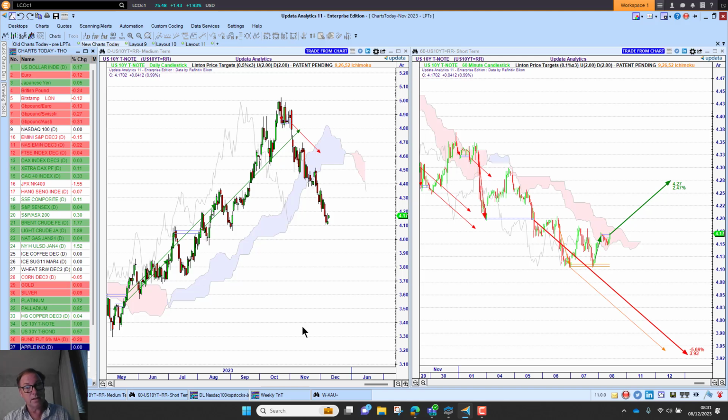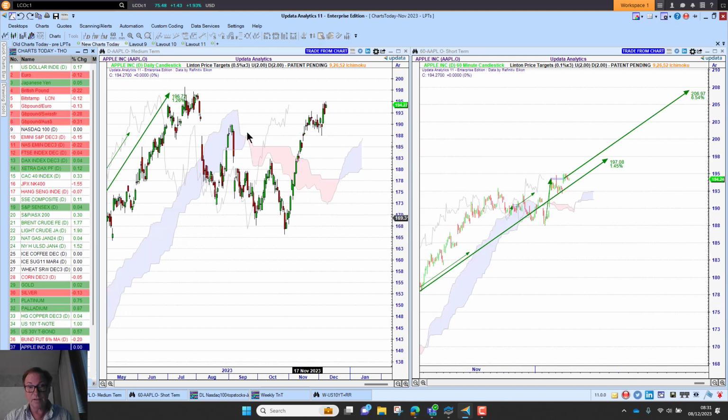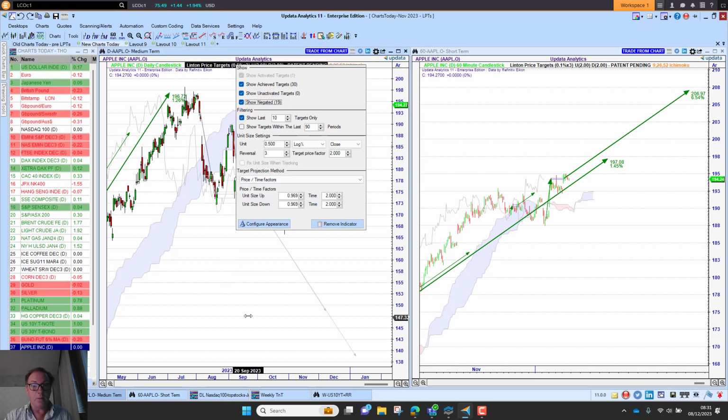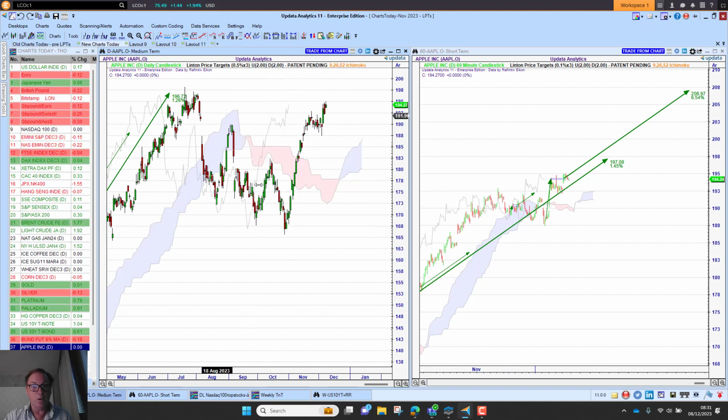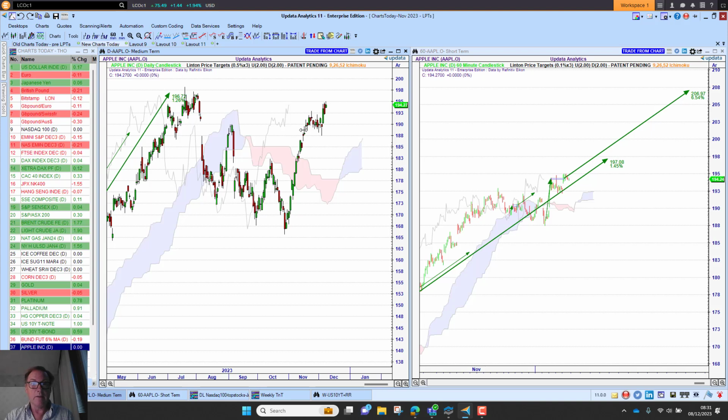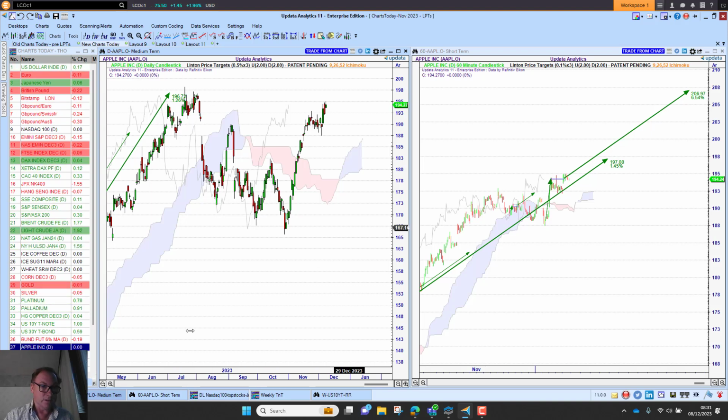Apple, this one's really interesting. The downside targets have come off the chart. They've been negated. I can actually show the negated targets by just putting them on. There they were. These were the downside targets, but they've been negated because we've moved back above the level at which those targets were given, and we've got these short-term upside targets. Apple through $200 will be very significant for the market.